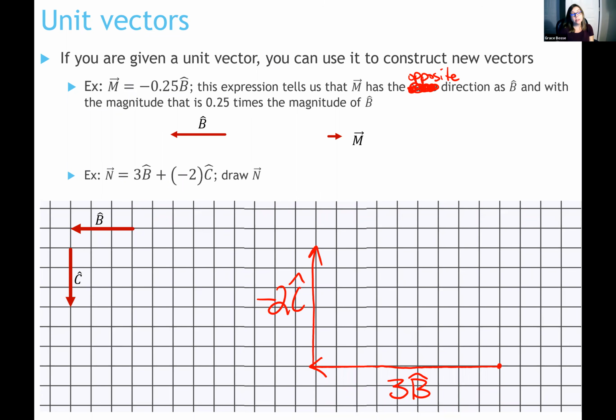Okay, so those are my 2 vectors I wanted to add together. That's why I've placed them tip to tail. And now I'm going to find the resultant. The resultant starts at the tail of the first one and points to the tip of the last one. So that is my resultant. That is vector n.